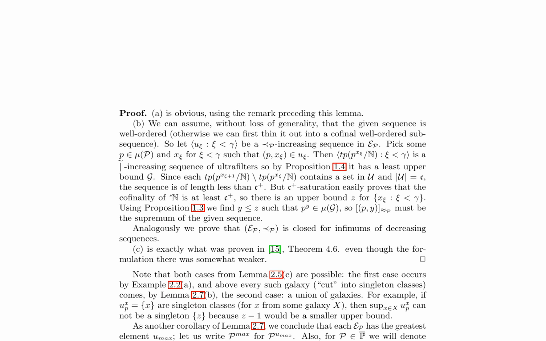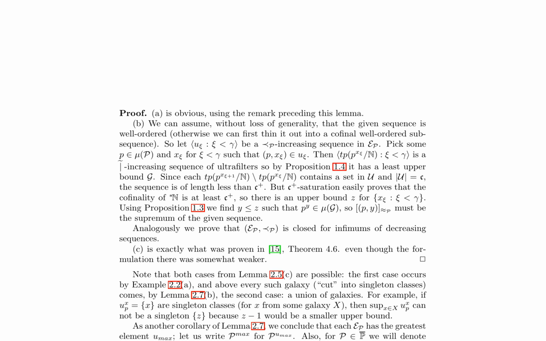Then, using Proposition 1.3, it is found that y is less than or equal to z such that (P, y) element of micro G, making (P, y) approximately equal to P, the supremum of the given sequence. Part C directly applies Theorem 4.6 from [15]. Both cases from Lemma 2.5, C, are possible, with the first case occurring by Example 2.2, A, and the second case being a union of galaxies.